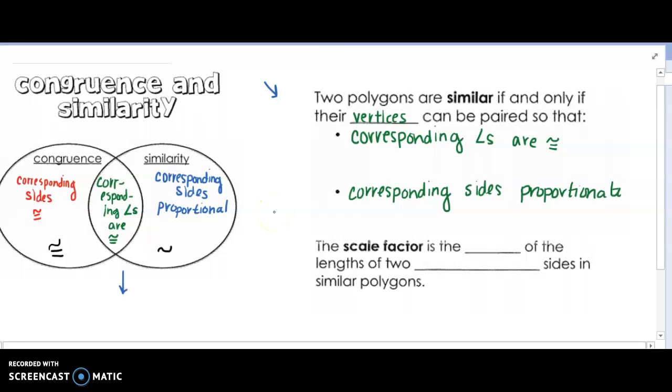All right, so when we talk about the scale factor, that's how much bigger, how much smaller it's getting. And remember, scale factor is usually denoted by the lowercase k. And the scale factor is the ratio of the lengths of the two corresponding sides.